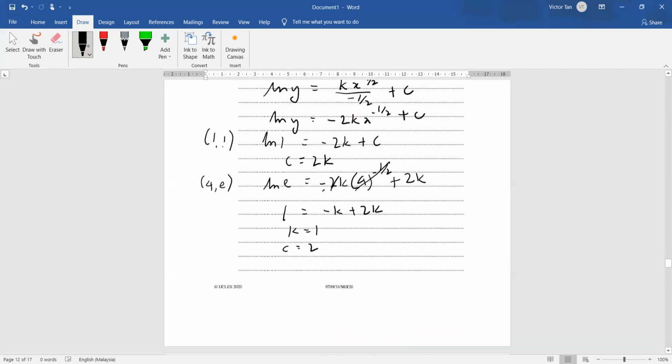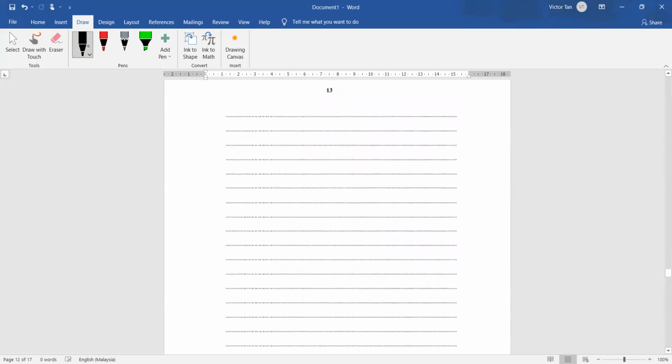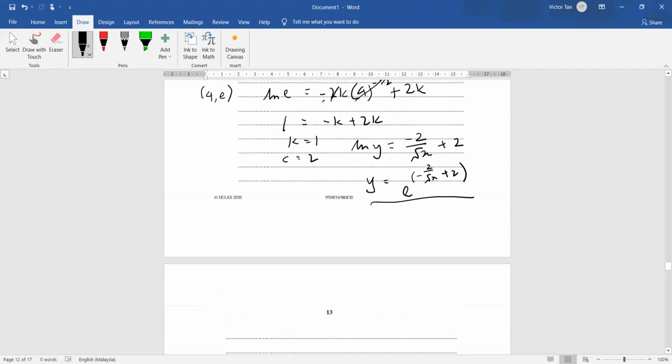In terms of x, ln y equals minus 2 over x plus 2, minus 2 over x. Okay. This is the solution. Describe what happens to y as x tends to infinity.